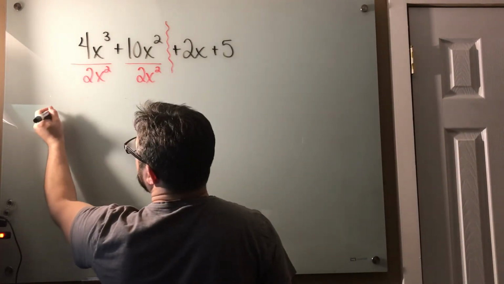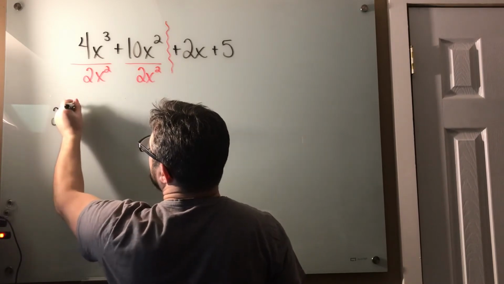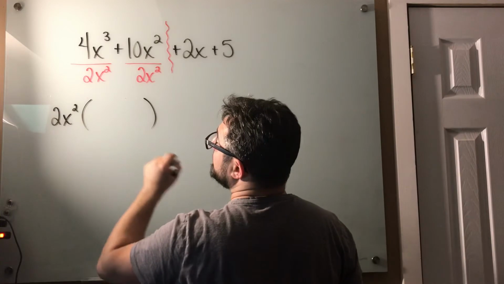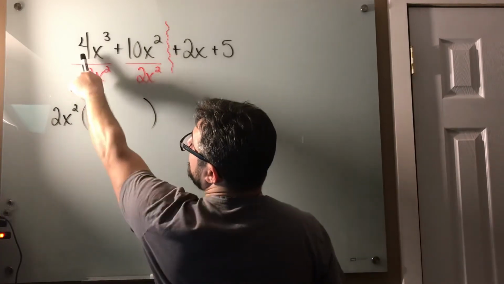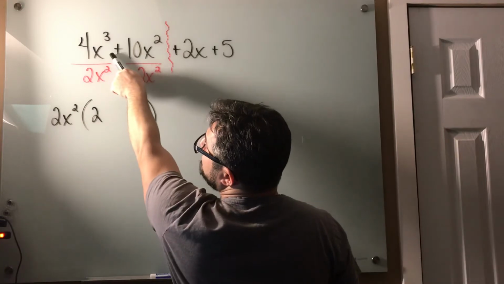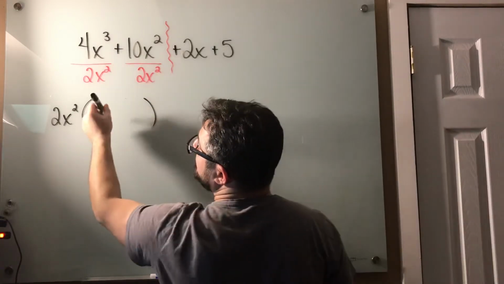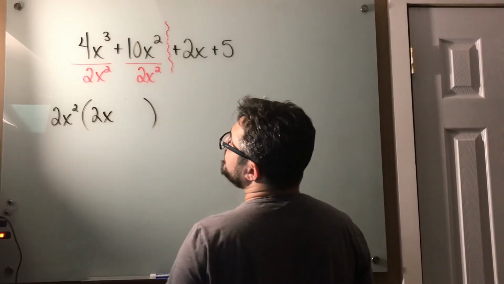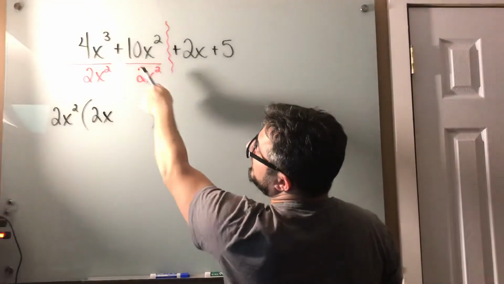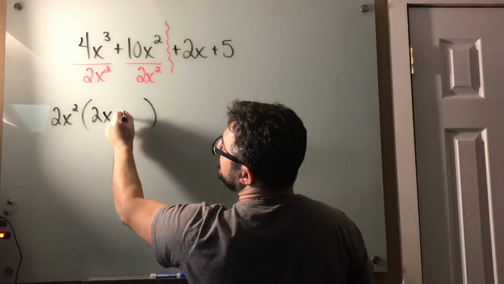Now, like when we did the GCF before, we write that in front, and in parentheses, we write next to it what's left over. 4 divided by 2 is 2. And if we remove 2 of the x's, we should be left with a single x. In this case, all of the x's are removed, and 10 divided by 2 is 5.